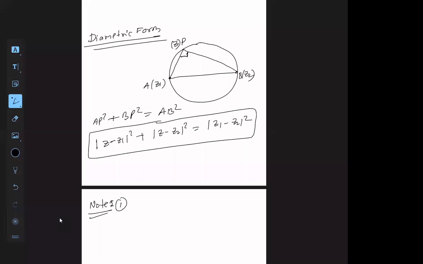Sometimes they ask this result: if modulus of z minus z1 whole square plus modulus of z minus z2 whole square equal to k represents a circle, then k is always greater than or equal to 1 by 2 modulus of z1 minus z2 whole square. So this is an important result. In case of circle, they may ask this result directly.